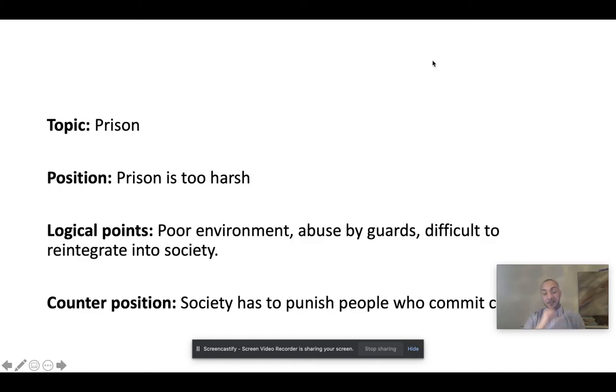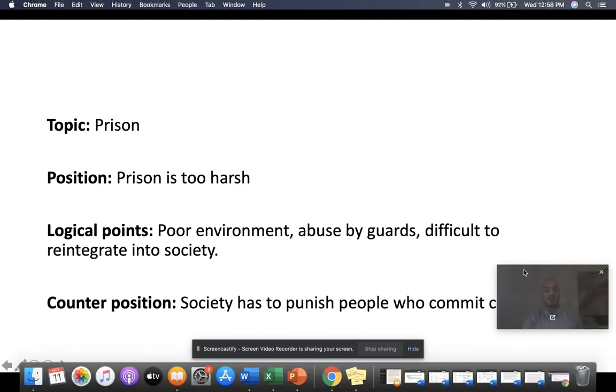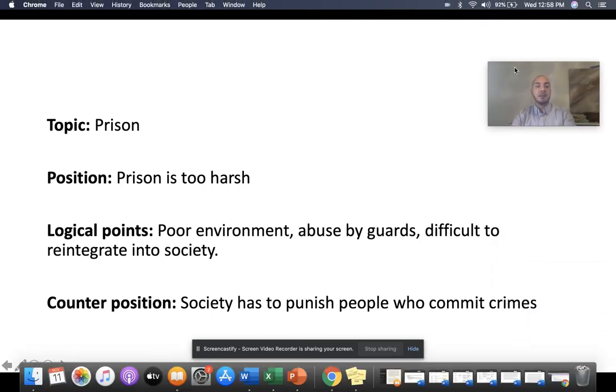All right, so in this example, we're taking a look at the topic of prison reform. And if we think about prison reform, the position or the opinion that we're going to take on this issue is that the environment of prison is just too harsh. It's too cruel, it's too uncomfortable.